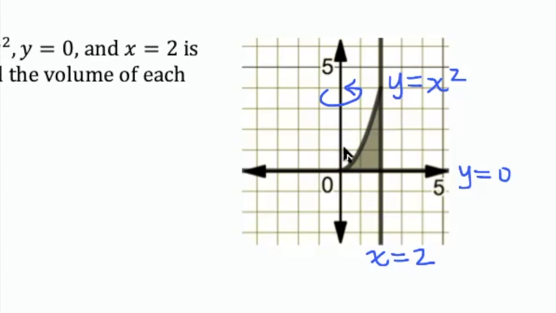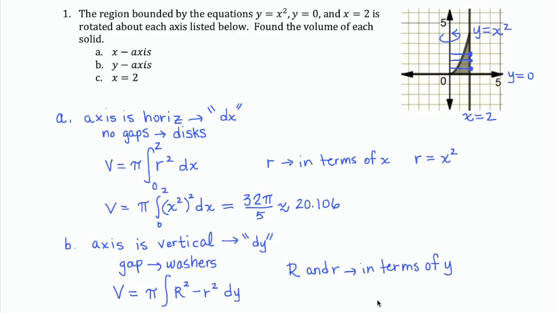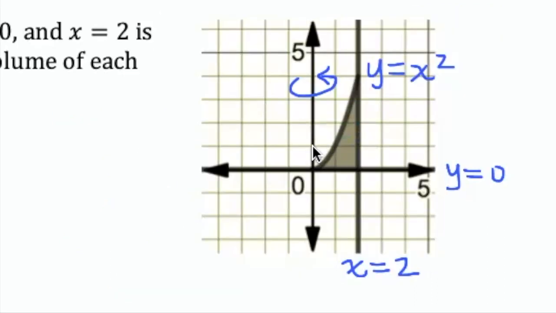To find capital R, I go from the axis of revolution to the furthest point on the shaded region. And notice what happens. No matter what y value I choose, capital R is always staying the same. So this length is 2. Capital R equals 2. Next, to find little r, I go from the axis of revolution to the bottom edge of the shape, the closest edge. And these are examples of what little r should be. Now they are changing in length, and they're changing according to this equation, because that's where those points are located.